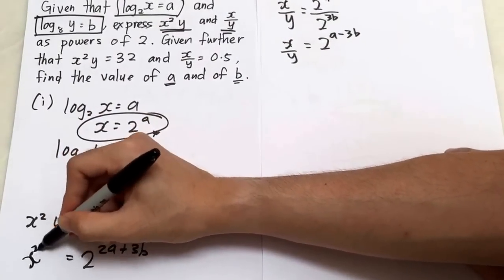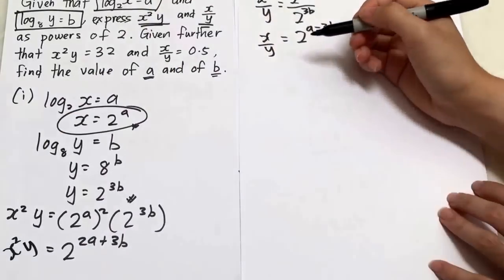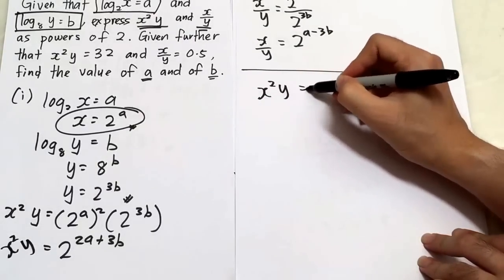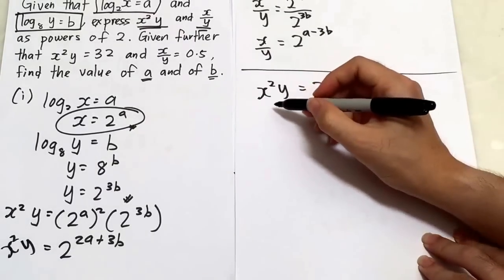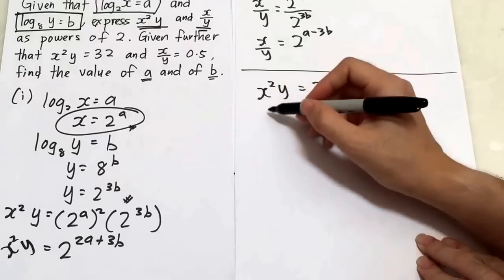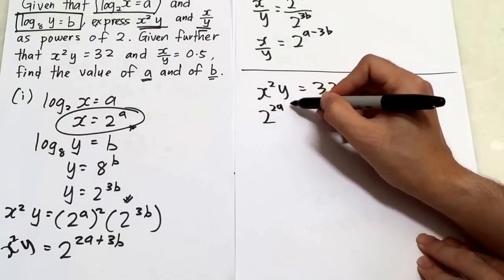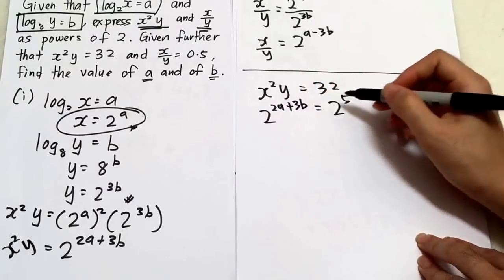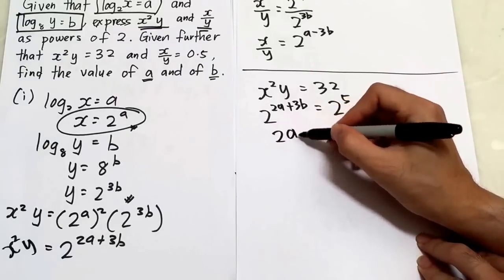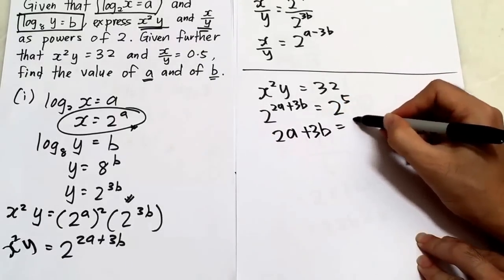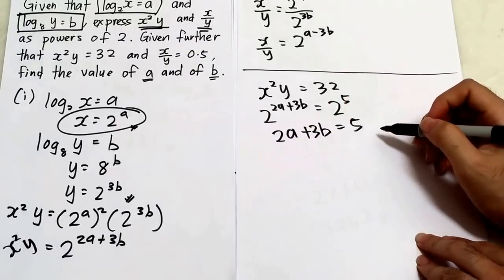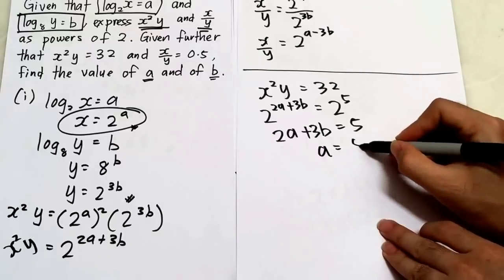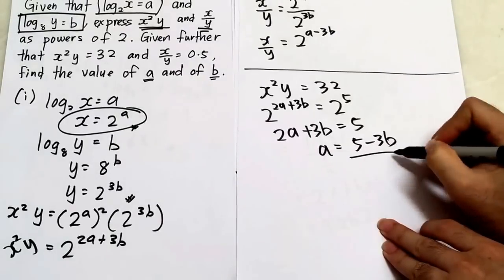if x squared y equals 32, meaning when this one equals 32, this is x squared y, isn't it? When x squared y equals 32, I'm going to do further. So what I have is, x squared y is 2 power of 2a plus 3b. And I know 32 is 2 power of 5. Alright, I will get the first equation here, 2a plus 3b equals 5. Then just do the simultaneous equation for this one. Maybe I make a the subject, so a will equal (5 minus 3b) over 2.